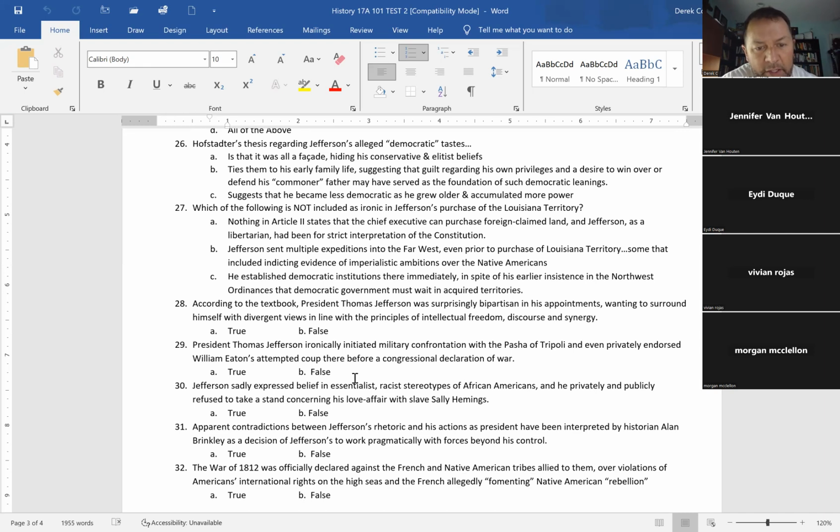President Thomas Jefferson ironically initiated military confrontation with the Basha of Tripoli and even privately endorsed William Eaton's attempted coup there before a congressional declaration of war. That is true. And then also in number 4, with his contradictions, I would ask you to look it up for yourself. Did Jefferson sadly express essentialist racist stereotypes about African Americans, despite his affair with Sally Hemings? And you'll find it in there.